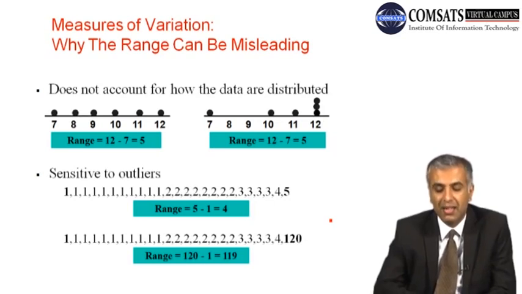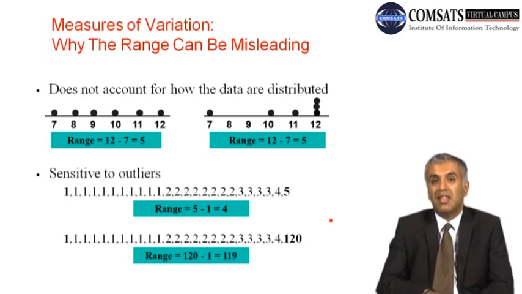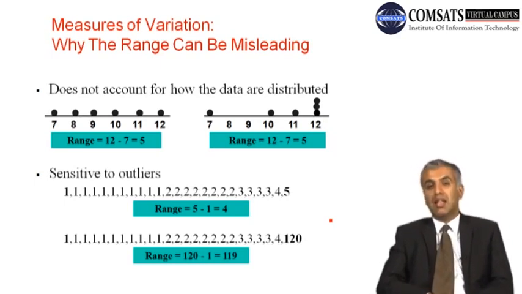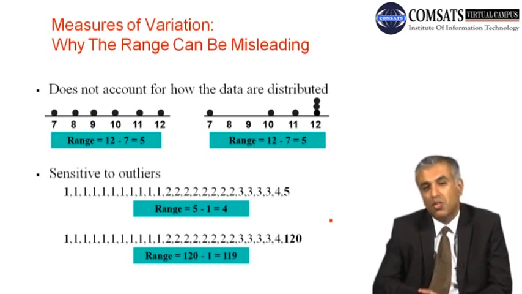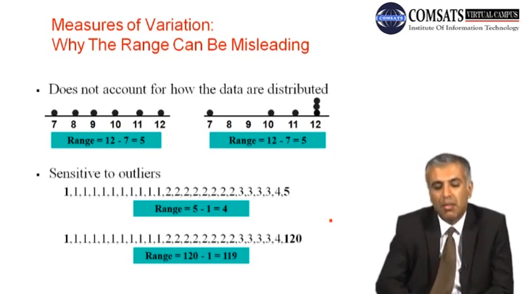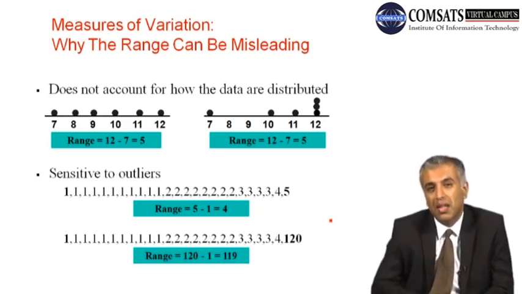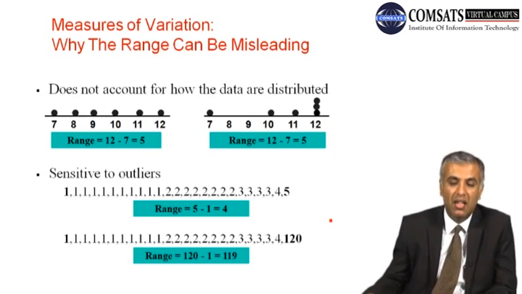So if we subtract the lowest value from the highest one, we get 119. Now this 119 is quite misleading, because in actual sense the data set comprises numbers which are quite small. But the problem is that because of one outlier, the presence of one extremely high value, the whole range value is deranged in this case.